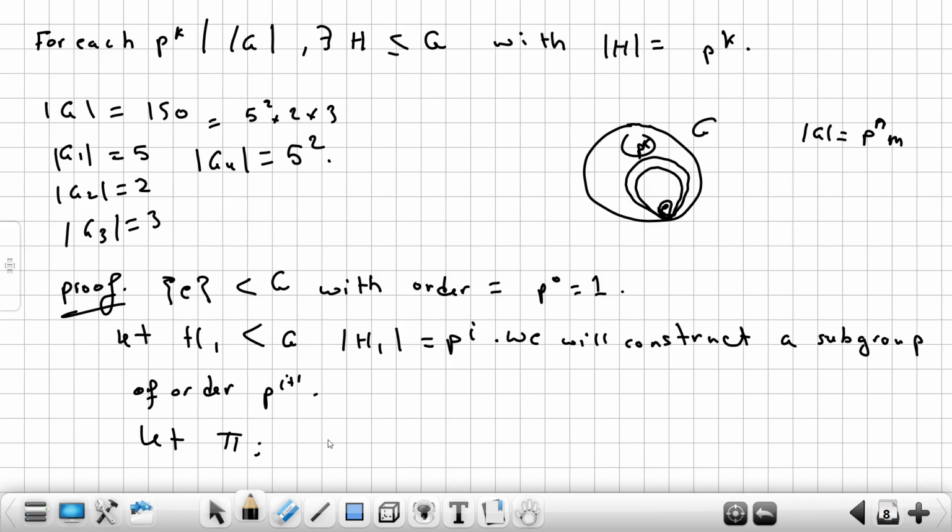Let pi be the following map. So we know that H is normal in N_G(H), and so this is a well-defined quotient group, defined by the map pi.